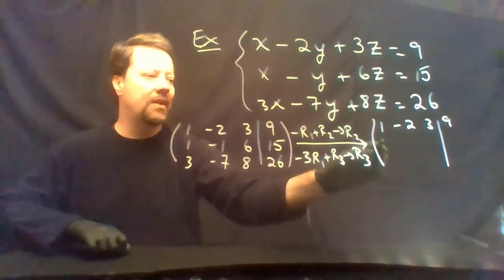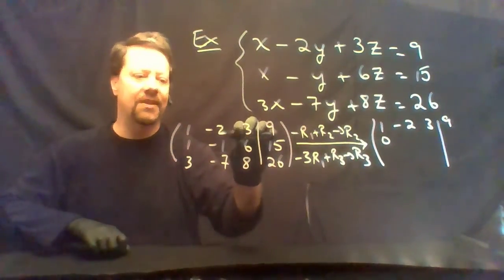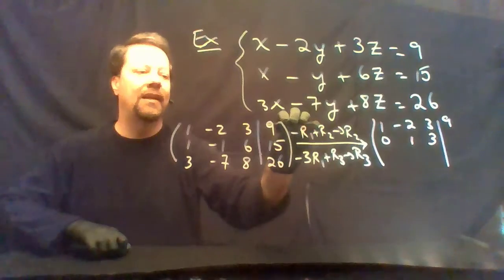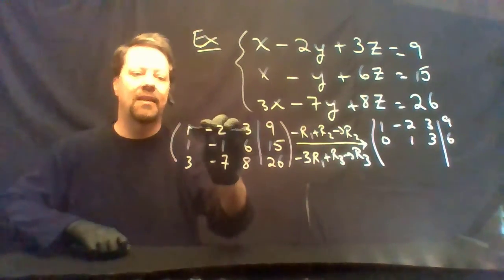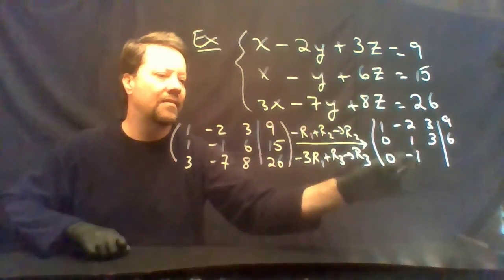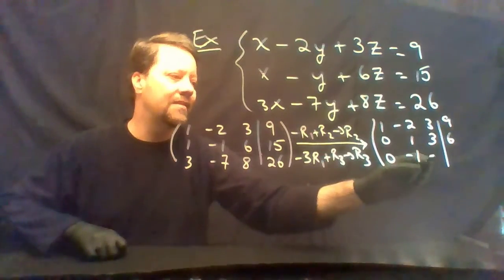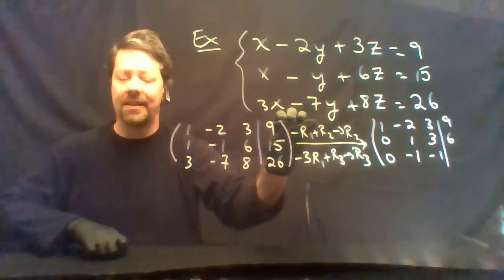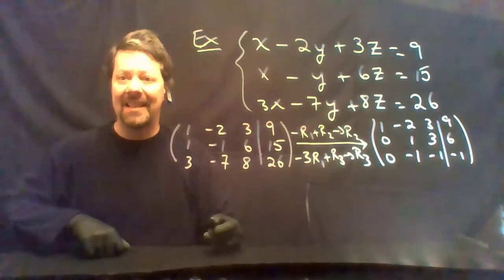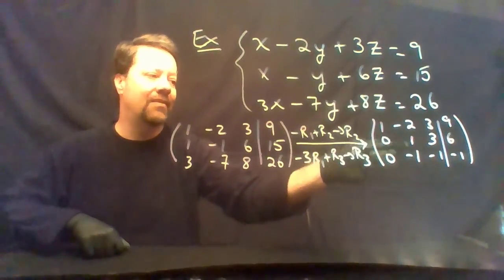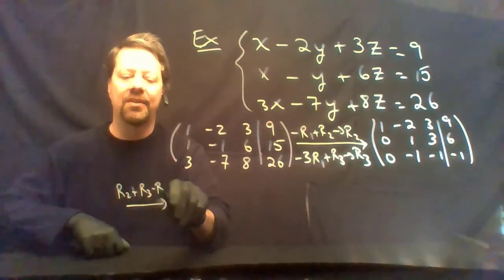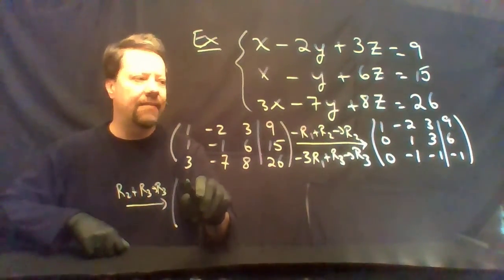Negative 1 times this plus this, negative 3 times this plus this, and so on. Negative 3 times 9 is negative 27 plus 26 is negative 1. The next easy elementary row operation is to take the second row and add it to the third row. Row 2 plus row 3 yields a new row 3. That leaves the first two rows alone.